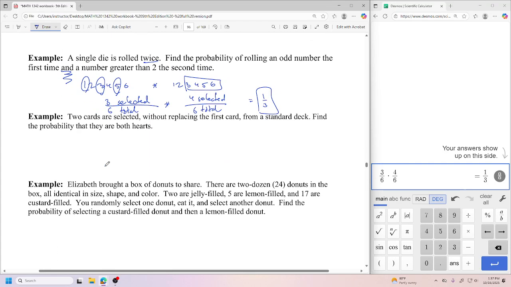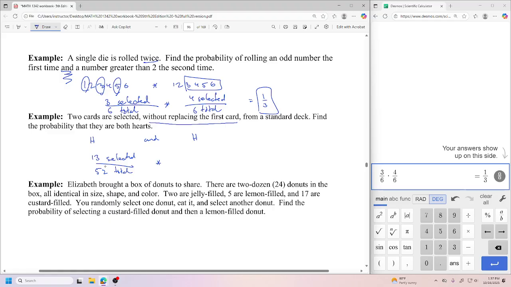Two cards are selected without replacing the first card. Now that's a little different, okay? Find the probability that they're both hearts. So we're going to do hearts and then hearts, but without replacing. Shuffle, pick a card, any card. How many hearts do we have? Do you remember? 13, very good. 13 selected out of a total of 52.